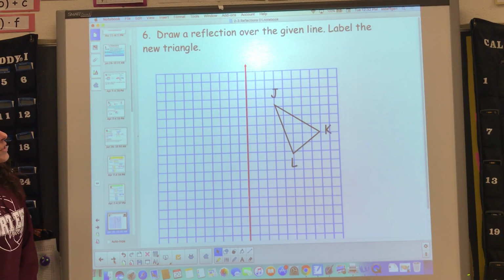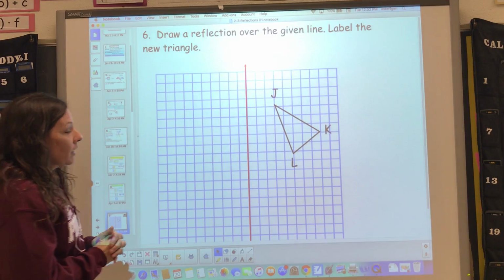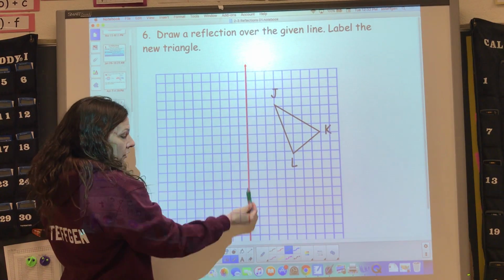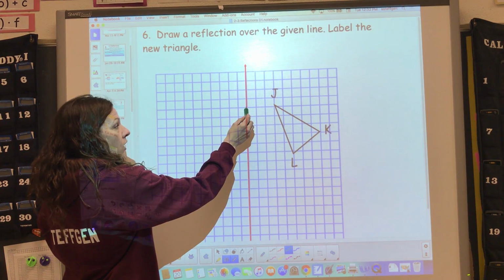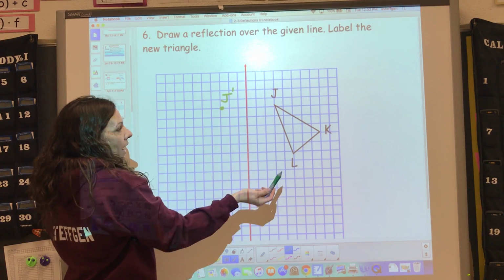All right, so let's draw a reflection over the given line. We're going to label the new triangle. So let's just do that right now. So J, here's my line of reflection. J is 1, 2, 3 off. So J prime is going to be 3 off in the opposite direction. 1, 2, 3. So this is J prime.